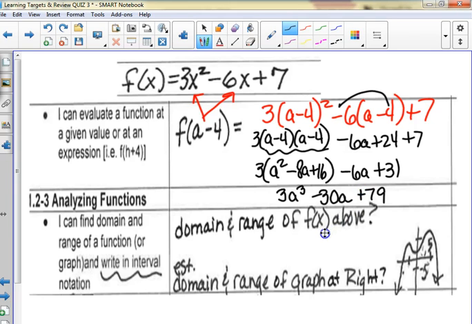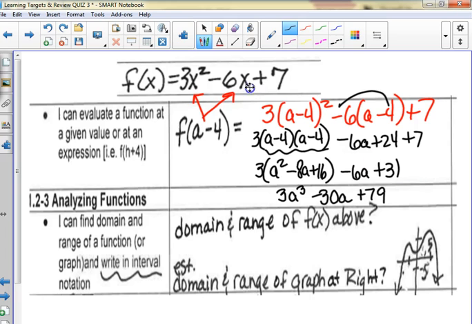Did anybody do more work on their paper and get that? Yeah. 3 times 16 is 48 plus 31. I don't know. I skipped a lot of steps because I don't have room. Okay. You can just do it on your paper. Don't try to follow my work and make sure you get that.